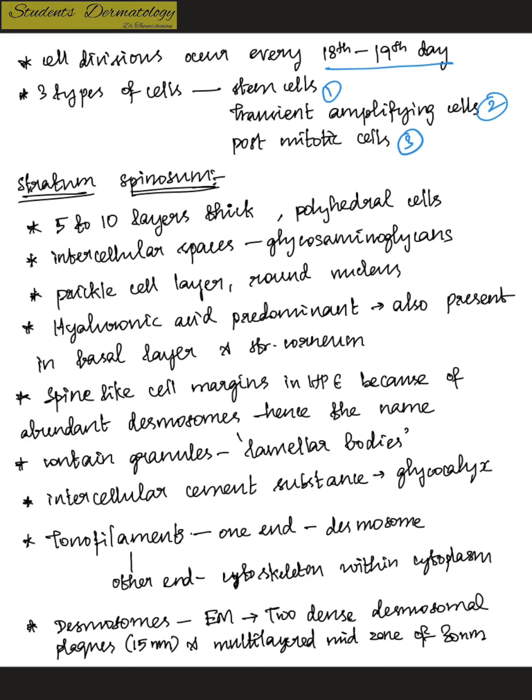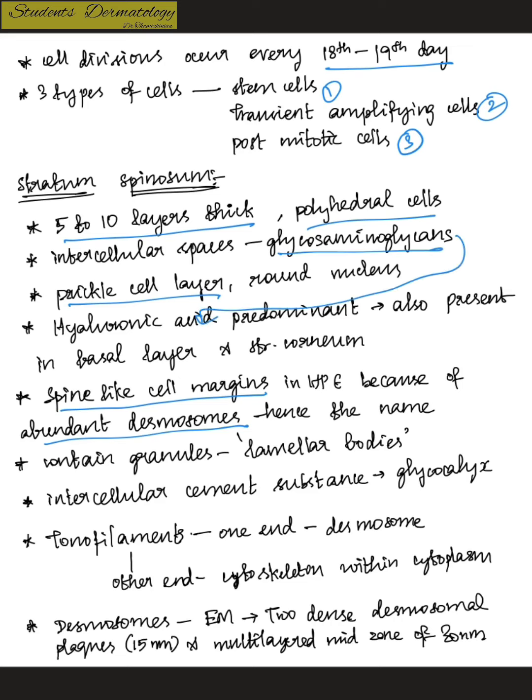So next, coming to stratum spinosum, as I told already, they are polyhedral cells around 5 to 10 layers thick, whereas the basal layer is only 1 cell thick, and it is also called the prickle cell layer. If you see, there are many spine-like margins in histopathological examination because of the abundant desmosomal connections, hence the name stratum spinosum. In the intercellular spaces, there are many glycosaminoglycans, of which hyaluronic acid is the predominant one. It contains many granules called lamellar bodies and intercellular cement substance called glycocalyx.